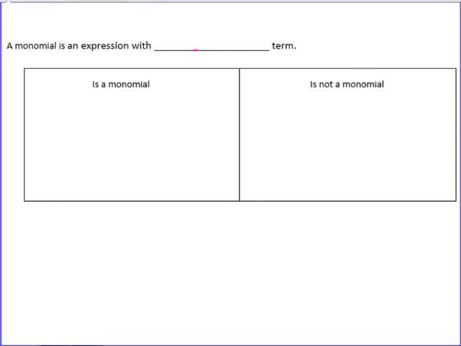Section 7.2, we're going to be talking about multiplying and dividing monomials, and if we're going to multiply and divide them, it might be helpful to know what they are. So a monomial is an expression with only one term. So it can't have any addition or subtraction signs because that would separate new terms. It can have variables, it can have constants, it can have exponents. It just can't have addition or subtraction.